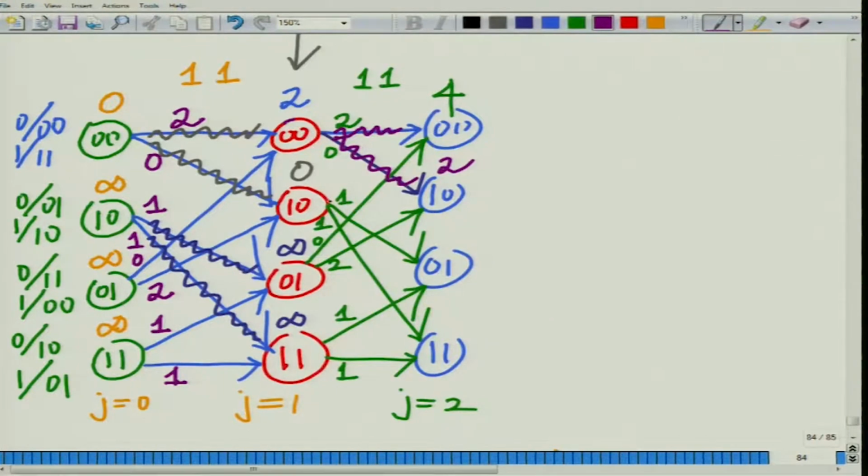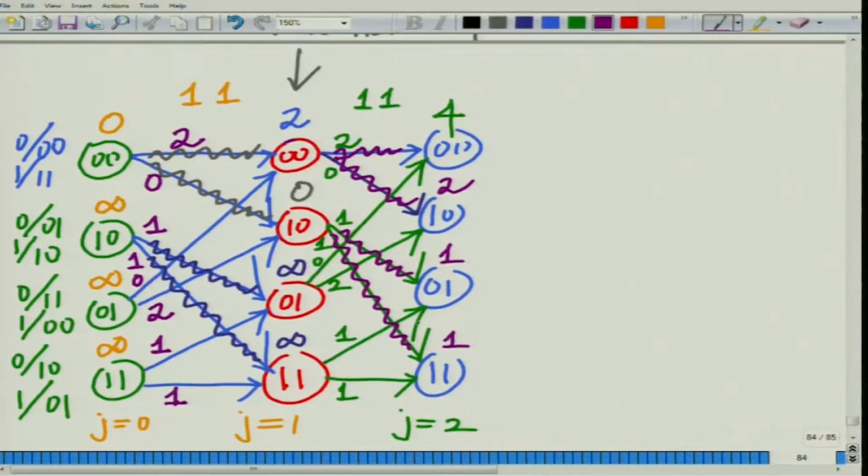For 0 1, I can come from 1 0, or I can come from 1 1. From 1 1, which has a minimum distance of infinity, it is infinity plus 1. From 1 0 it is 0 plus 1, so needless to say the minimum is 0 plus 1, that is a minimum distance of 1 to 0 1. To 1 1 I can come either from 1 0, where the minimum distance is 0 plus 1, the branch metric, or it is infinity plus 1 from 1 1. Needless to say the minimum is 0 plus 1, that is 1, and that comes from 1 0. This is at j equal to 2.